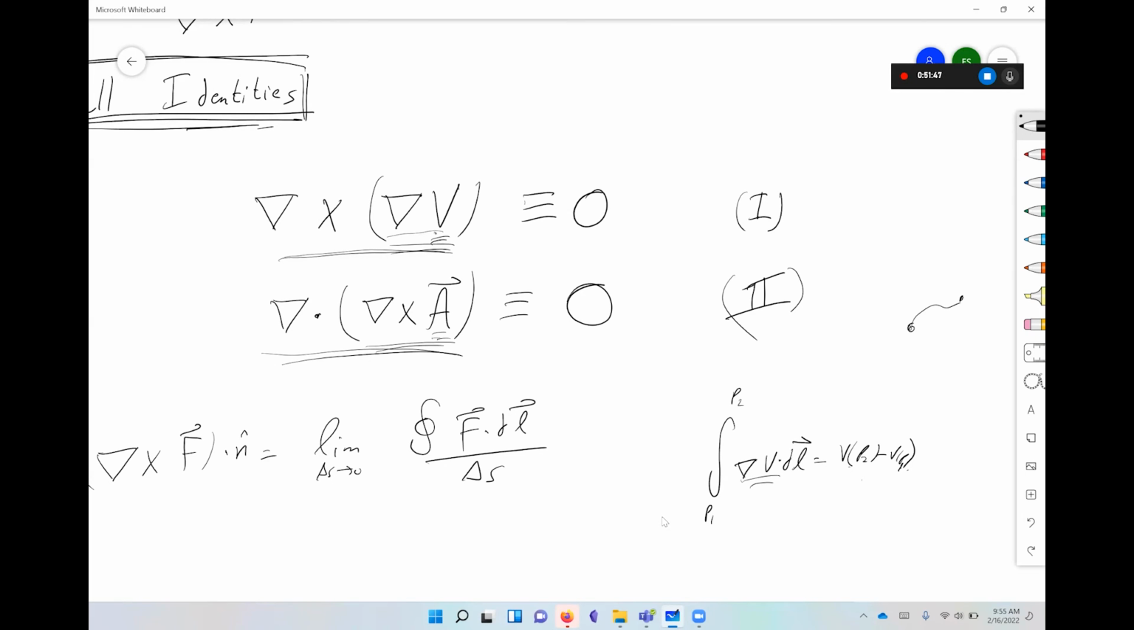What happens if P2 and P1 are the same point? What happens if P2 comes and meets P1? We end up with a closed path. So this will be 0. So any field that's a gradient field, that's a field that we obtain from taking a gradient of a scalar, is going to be a conservative field. Any conservative field is going to have 0 circulation. Right? So because this is a conservative field, and because the curl has circulation in it, it's obvious that we're integrating over a closed path. It's obvious that this is going to be 0.